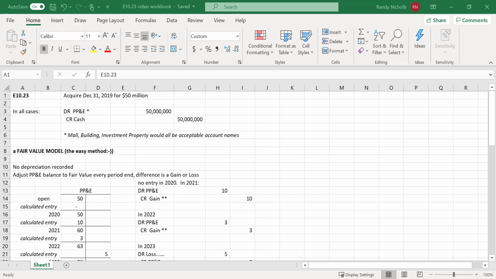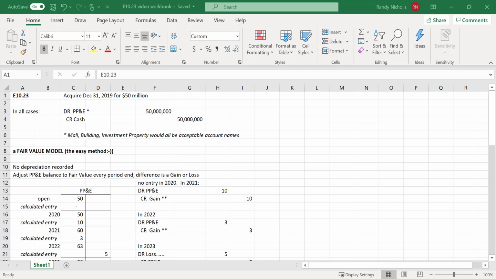This one's on exercise 10.23, E10.23. It's on page 10.59. This one is on the three different models. The question only asks for fair value and cost model, but I'm going to do part C, revaluation model as well.